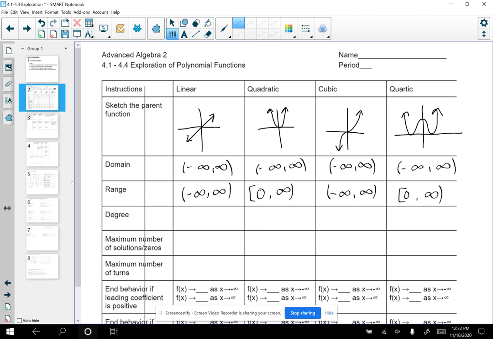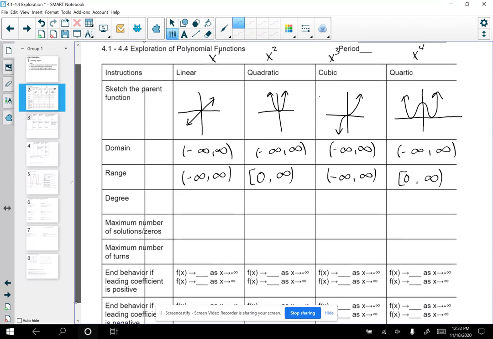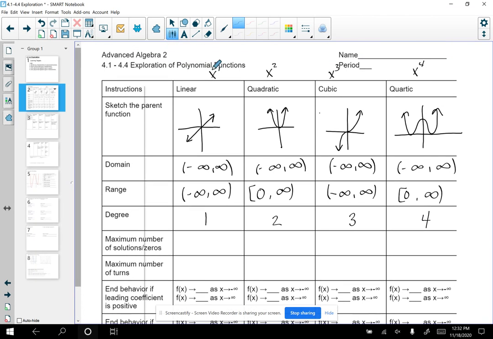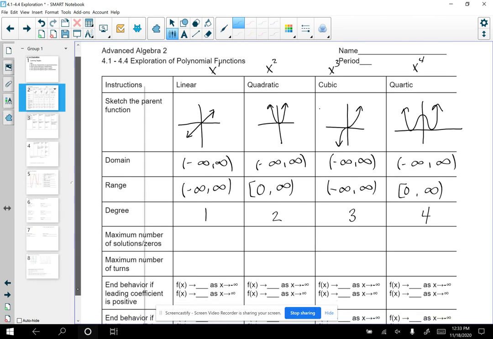So what we should notice here is that this is x squared, x to the fourth, x cubed, and just x, so x to the first. All of our even functions are going to be 0 to infinity. All of our odd functions are negative infinity to infinity. So the degree of a linear function is 1. Quadratic, it's 2. Cubic, it's 3. Quartic, it's 4. Remember, the degree is that highest power.